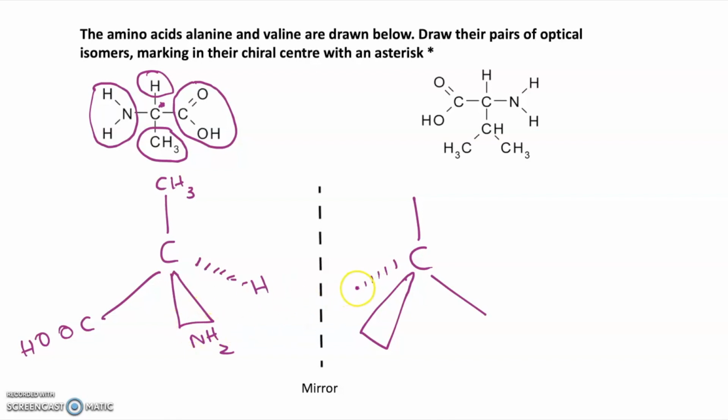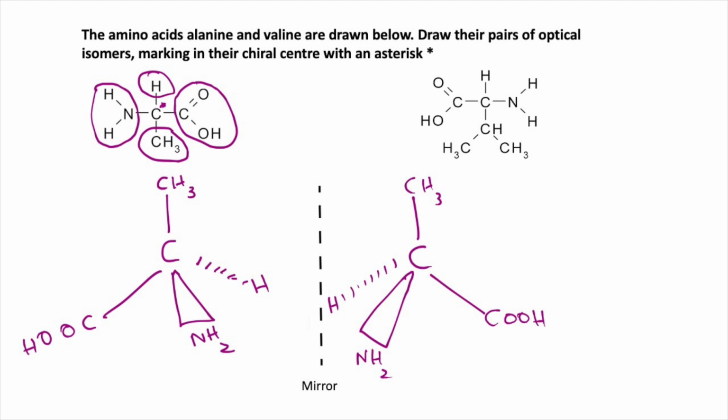So I'm going to put in the 2 lines in the plane, the triangle representing a bond coming out, and a dashed line representing it going behind. And then all I need to do is put the same groups, so then I just put my CH3, my COOH, my NH2 group and my H onto the tetrahedral so that they line up opposite the groups on my first tetrahedral. So then I have non-identical mirror images of each other, and these are enantiomers, and they would rotate plane polarized light in opposite directions.